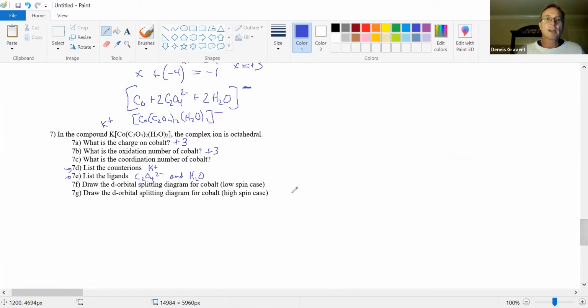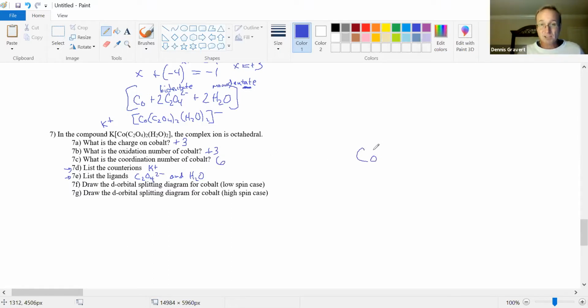Coordination number. Okay, so bidentate, making 2 bonds. Everybody else is monodentate. Dentate, I think that's how you spell it. So there's 2 waters for 2 bonds. There's 2 oxalates, each one's 2 bonds. So this one's going to make 4 bonds. Both oxalates total up to 4 bonds to the cobalt. Water totals up to 2 more to give you 6. It's a coordination number of 6.